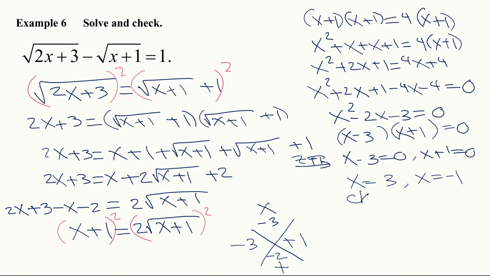So let's go ahead and check x equals 3. So we get square root of 2 times 3, which is 6. Plus 3 minus the square root of 3 plus 1, which is 4.